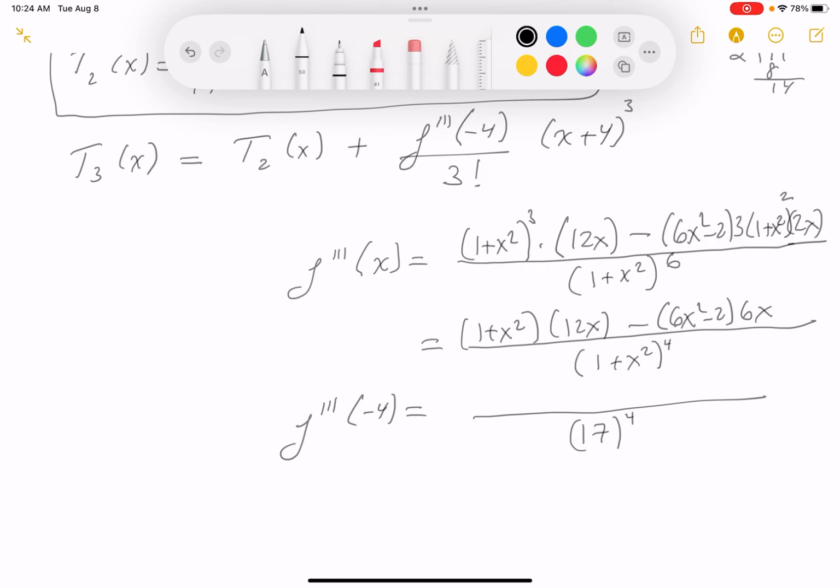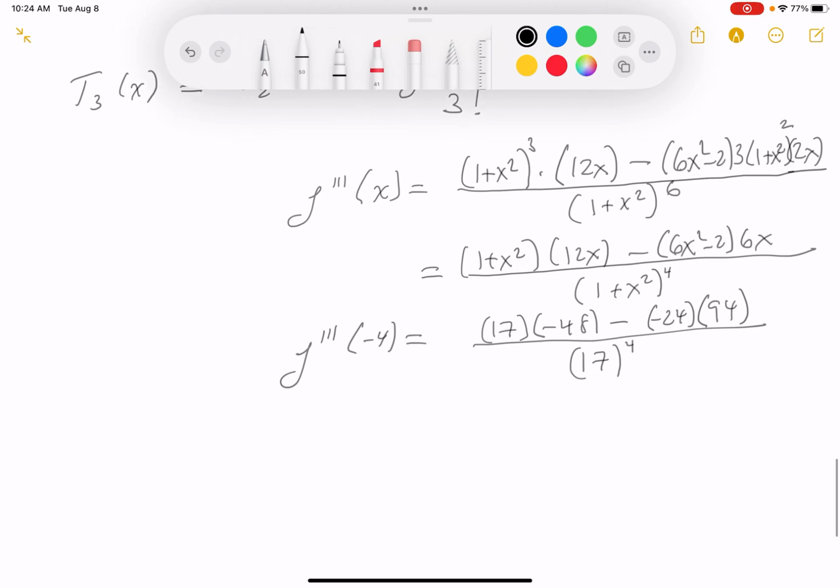On top, what do you get? You get 17. We'll do some arithmetic, but we're not going to do a lot. That's going to be minus 48. This is going to be minus, let's do 6x first, so minus 24. And let's do the 6x squared minus 2 now. Well, again, x squared is 16. 16 times 6 is 96, minus 2 is 94. I think we did that before, right?